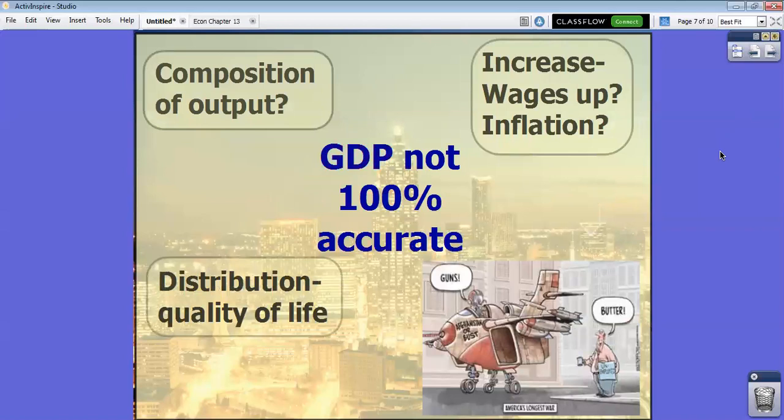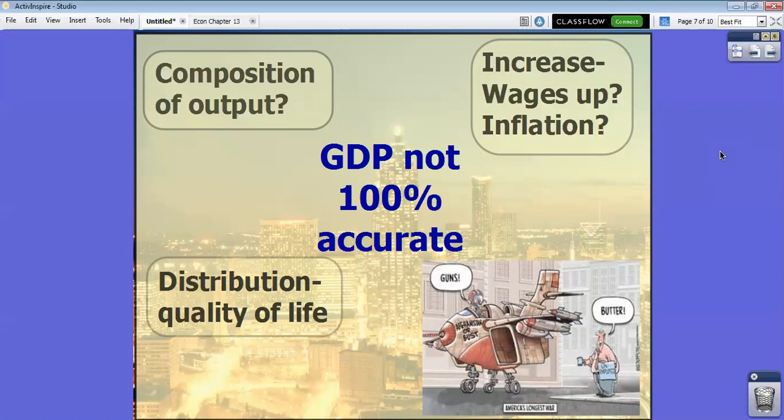When we look at GDP, we also know it's not going to be 100% accurate. Some of the concerns that make our GDP not 100% accurate is composition of output. Basically, what are we making? If you remember when you studied World War II, especially maybe even the Cold War, and we looked at what countries were making, they were making a lot more guns, a lot less butter. So if you looked at the composition of the GDP, it would be mainly military goods, not civilian goods.